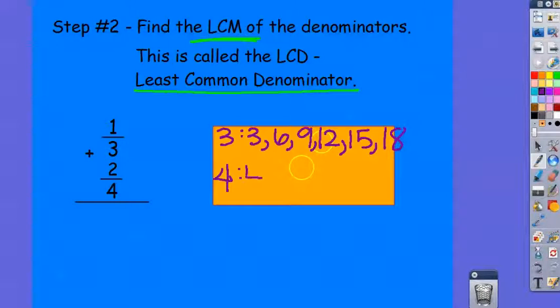And we can keep going, but we'll go to 4 and see if there are any common multiples in 4. So 4, 8, 12, 16, and I notice that we have a common multiple, 12, and that's a least common multiple, so that's going to be our least common denominator.